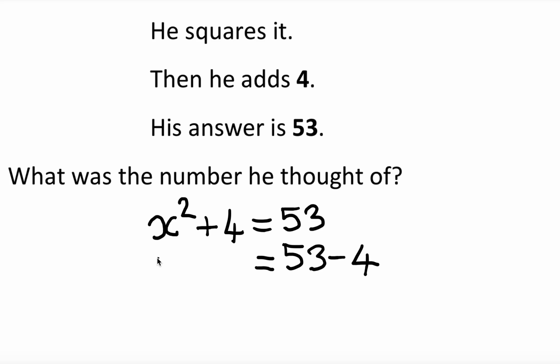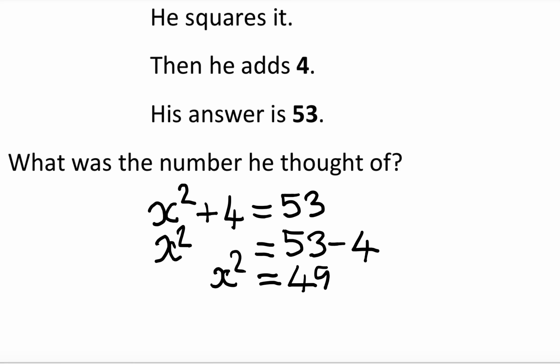So then we've got x squared equals 53 minus 4. What's 53 minus 4? 49. So x squared equals 49, but we don't want x squared, do we? So what's the opposite of squared? It's the square root, isn't it?